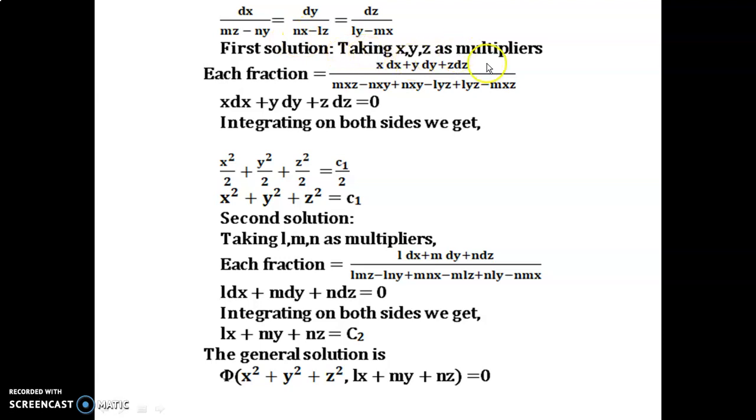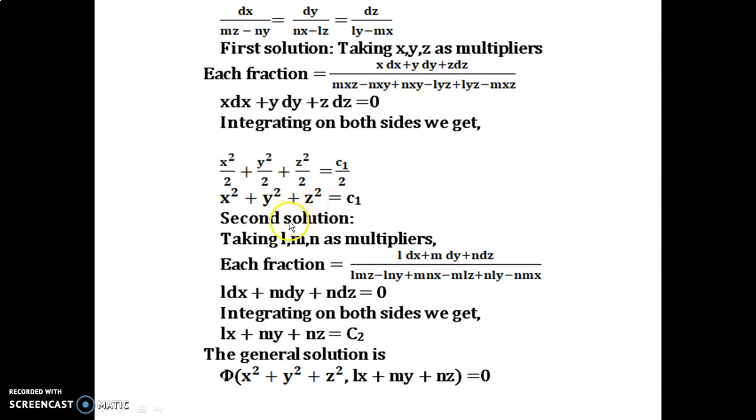So taking the multipliers x, y, z, that is introducing Lagrange's multipliers, each fraction is equal to x dx plus y dy plus z dz. We introduce the multipliers in such a way that this denominator becomes 0, so 0 into each fraction is 0. Integrating on both sides, we get x square by 2, y square by 2, z square by 2. As C1 is a constant of integration, we can adjust it and write C1 by 2. Thus C1 is x square plus y square plus z square.